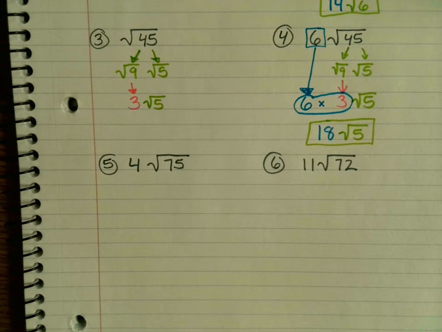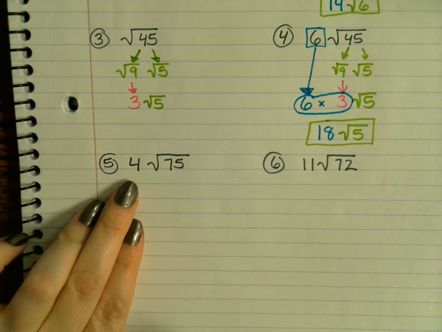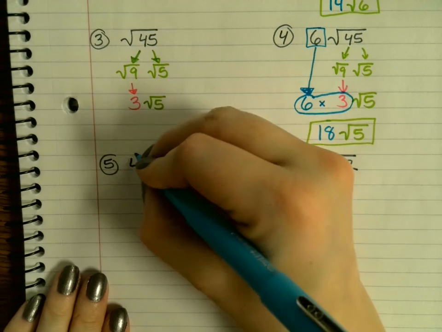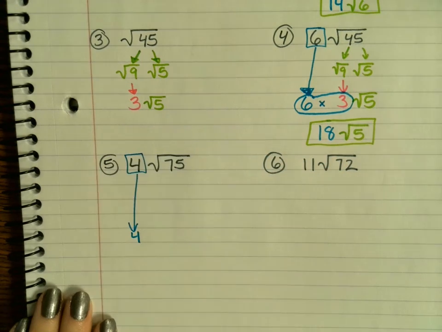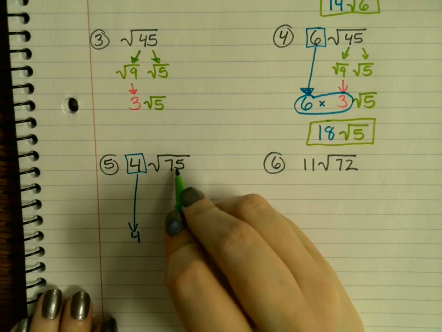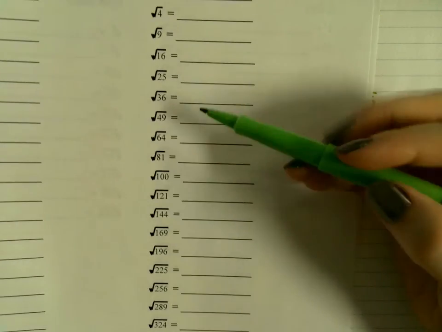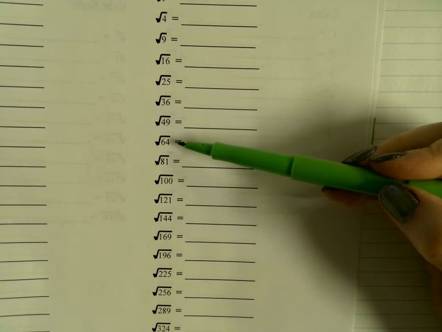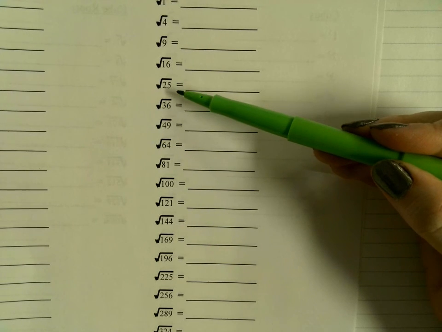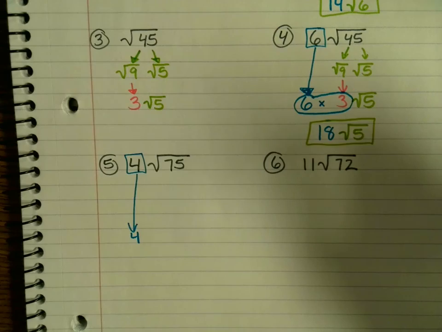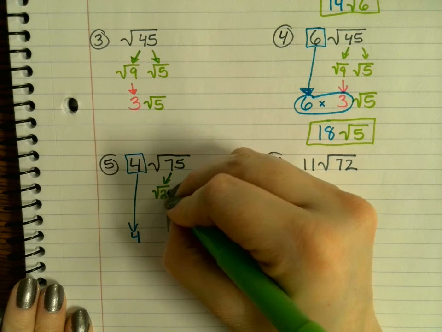Okay, so again, we've got a coefficient that's in the front. I'm going to go ahead and take that coefficient and bring it on down. So I'm going to drag that 4 down a little bit and ignore it for the time being. 75, if I look through my perfect squares list, okay, 64 is less than 75, but it's not going to work. 49 is not going to work. 36 is not going to work. Oh, 25. 25 will work. 25 times what? Times 3. 25 times 3.